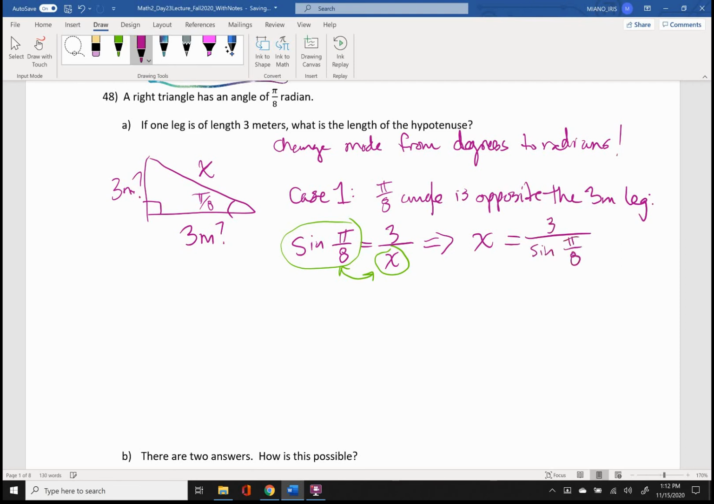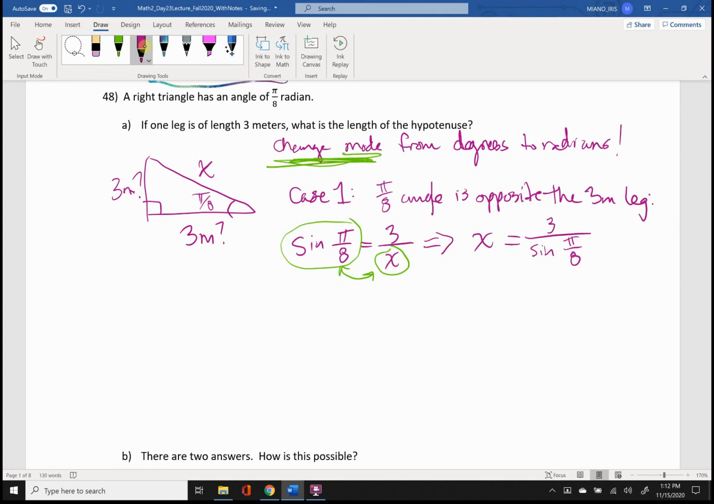Okay, so now reaching for your calculator, go ahead and type in 3 over, so division symbol, and you might want to put the sine of pi over 8 inside some parentheses just to make sure that the syntax goes really well. Again, changing your mode. I'm going to underline that in green so it really pops.